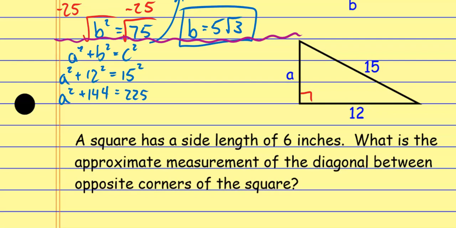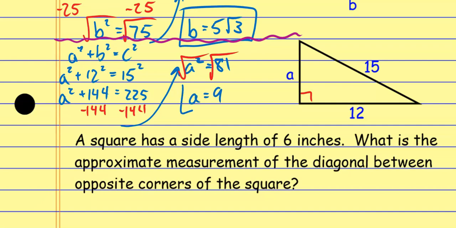And now from here, I'm going to subtract the 144 from each side. And I'm running out of space. And so the 225 minus the 144 gives me an 81. And I take the square root of each side. And this one actually works out nicely. The square root of 81 is just a 9. That's it. Okay?